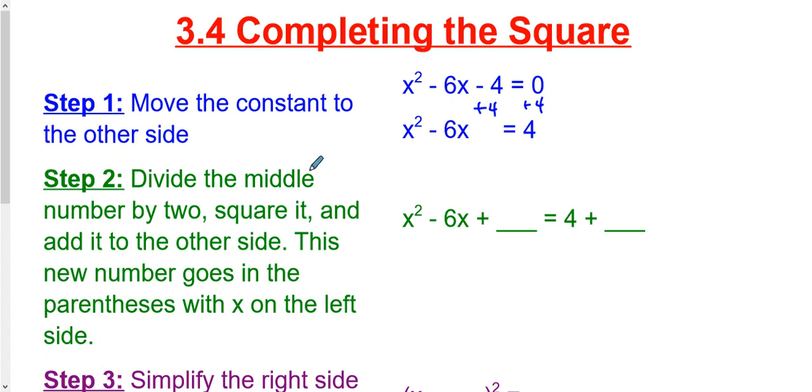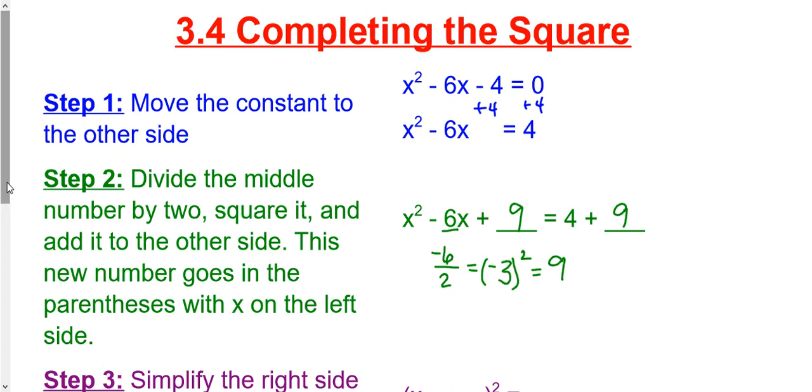Your next step is to divide the middle number by 2. So my middle number, or my b in this case, is -6. And I'm going to divide that by 2. -6 divided by 2 is -3. And then it says to square it. So I'm going to square that, and -3 squared is 9. 9 is what goes on both blanks. So middle number divided by 2 squared goes on both blanks.